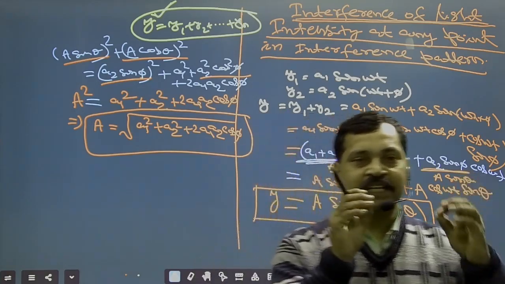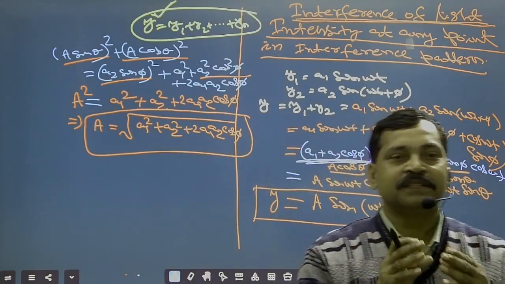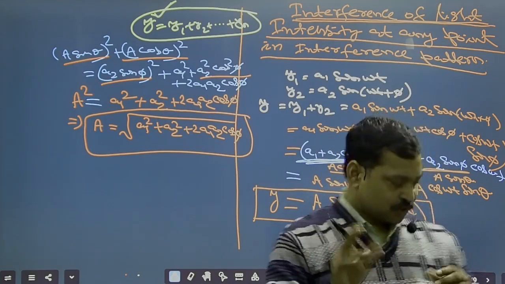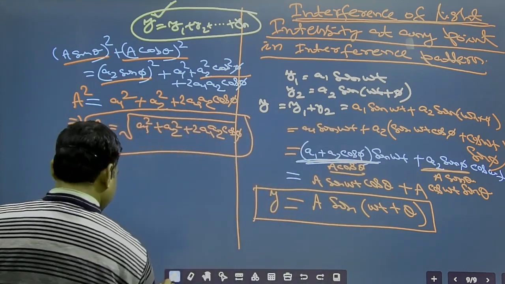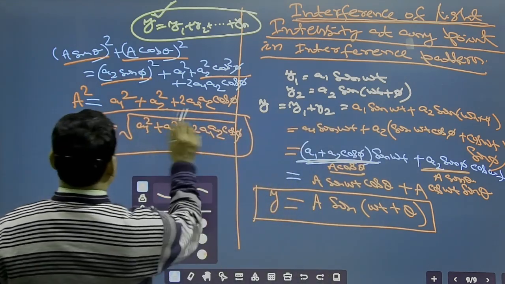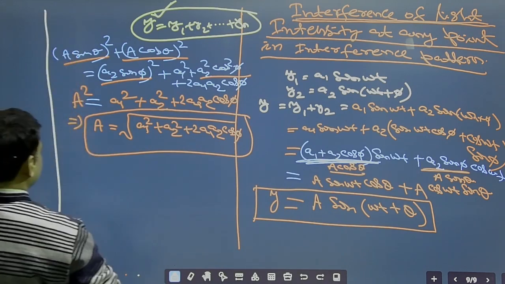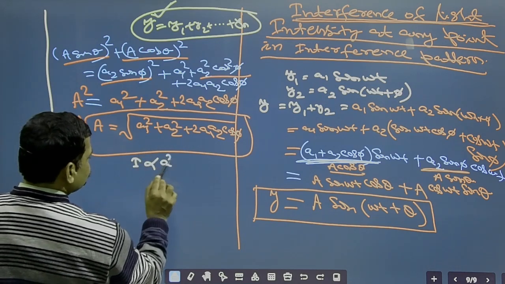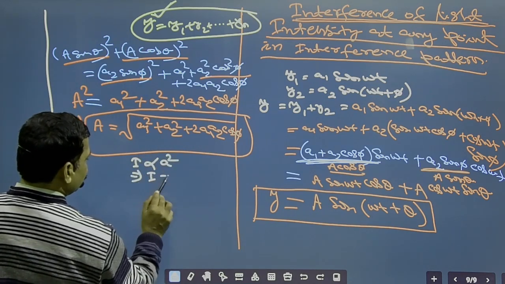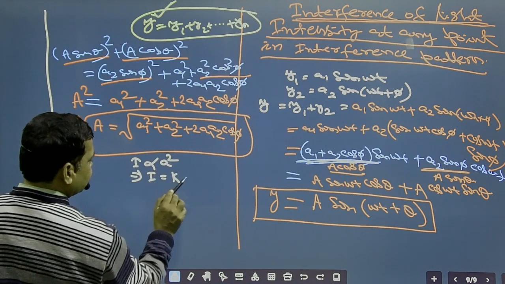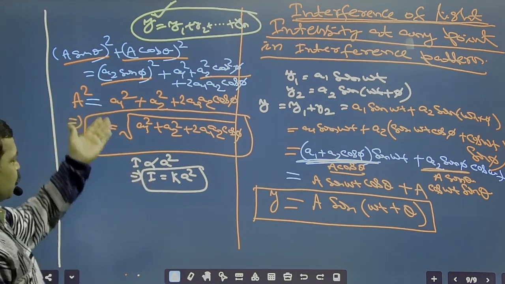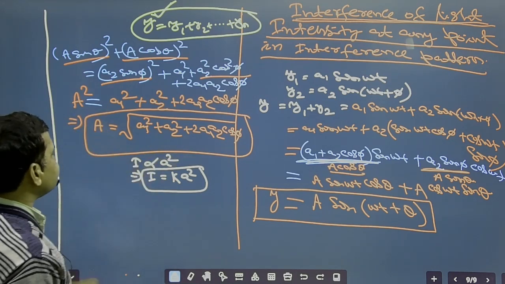So the intensity of a wave is directly proportional to the square of the amplitude. Already we know that. Suppose we have intensity I. This I is directly proportional to the square of the amplitude, so I equals a constant k multiplied by a square. The similar transformations we will be doing here to find the intensity relationship.